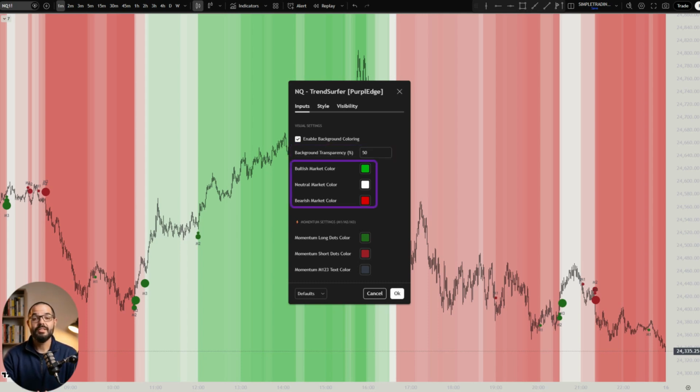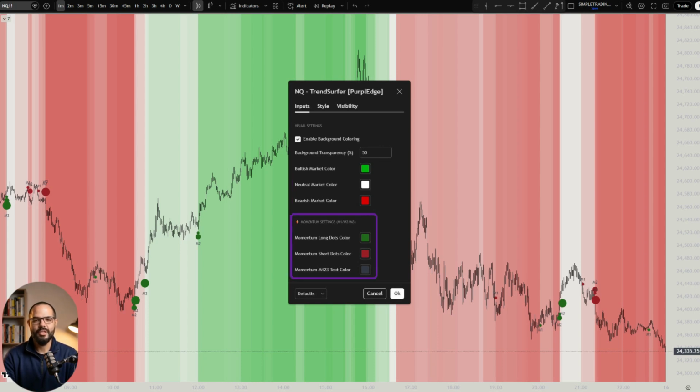Below that, you can customize the actual colors for the different market states. You can set your bullish market color, which defaults to green for upward trends. Your neutral market color, defaulting to white, indicating chop or transition periods. Lastly, your bearish market color, defaulting to red for downward trends. These allow you to match the indicator perfectly with your preferred charting theme.